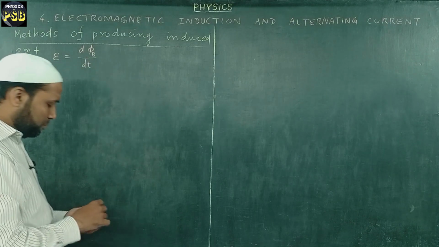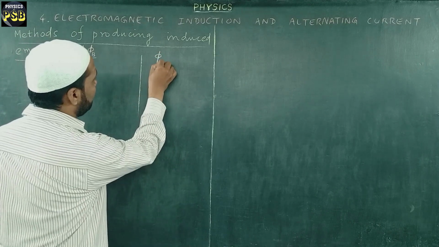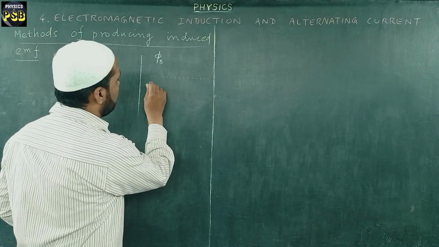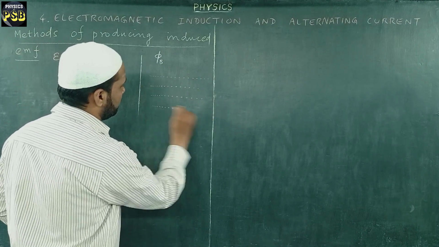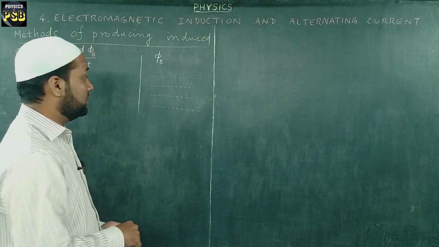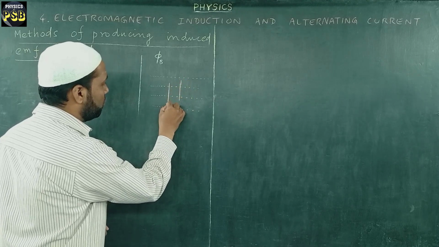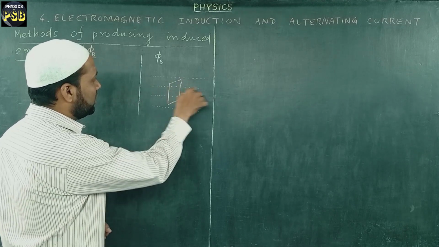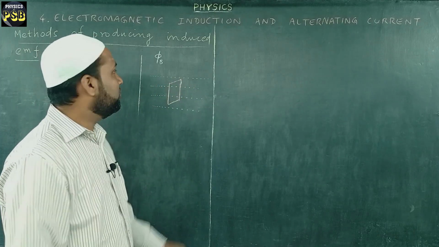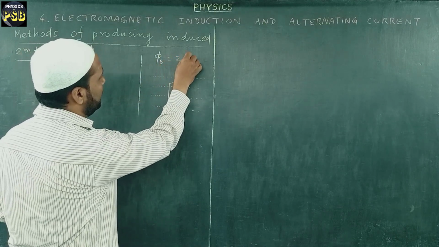What is this phi b? We have learned about this long ago. Phi b stands for magnetic flux. It is nothing but the number of magnetic field lines crossing a given area of the coil or conductor. Suppose this is the coil. Here, the number of field lines crossing the area of this coil is referred to as magnetic flux. Here, in our case, it is 2 Weber.